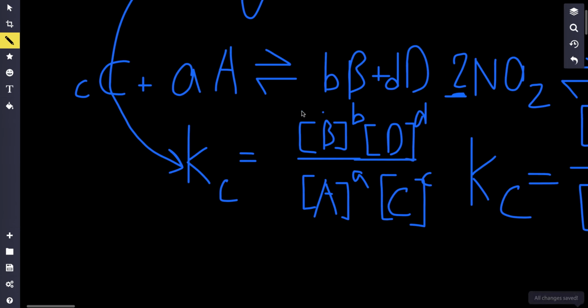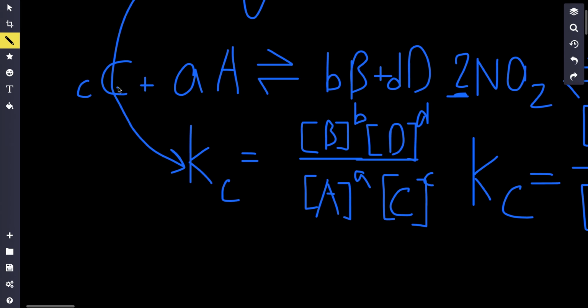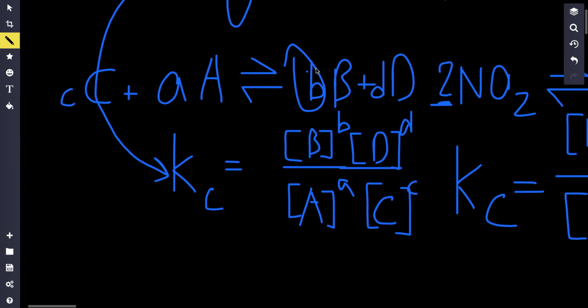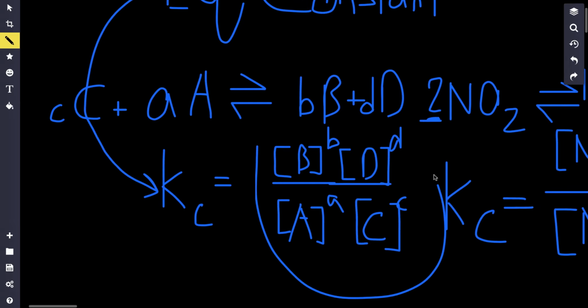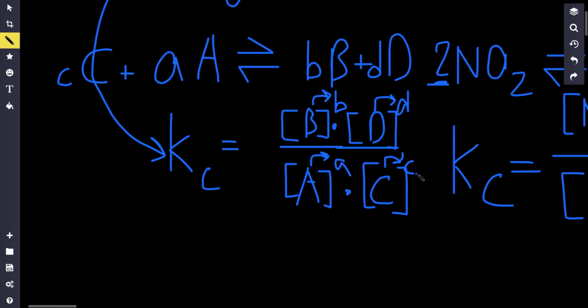If I were to extend this reaction, say C moles of this compound plus A moles of this compound in equilibrium with B moles of this and D moles of that, the equilibrium constant would be this right over here. You have the concentration of your products, in this case B and D, raised to their respective moles, divided by the concentration of our reactants raised to their respective moles. Notice I'm multiplying these values together, but ultimately the trend is still products divided by reactants.